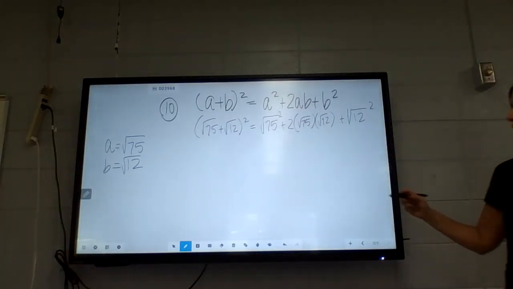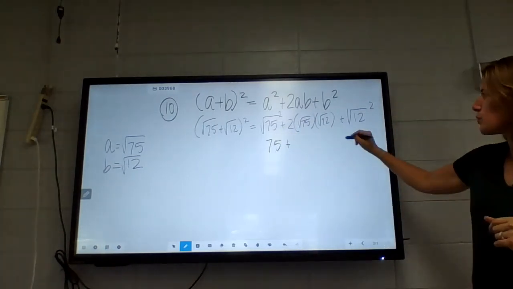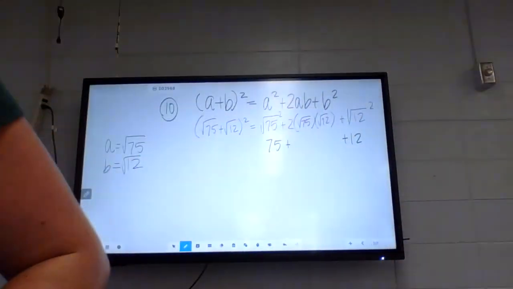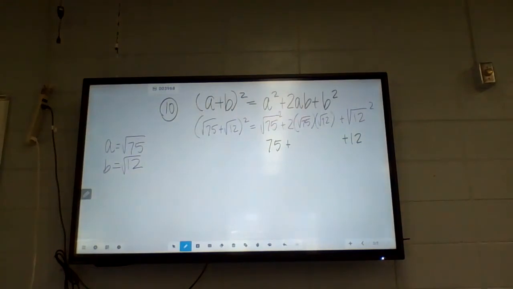A lot of it without a calculator. The square root of 75 squared is 75. Square root of 12 squared is just 12. The square root and the squared cancel out. But then, adding those square roots and then squaring them, initially it looks kind of bad. So the square root of 75 plus the square root of 12 is kind of an awful number, but when I square it, it ends up being 147.